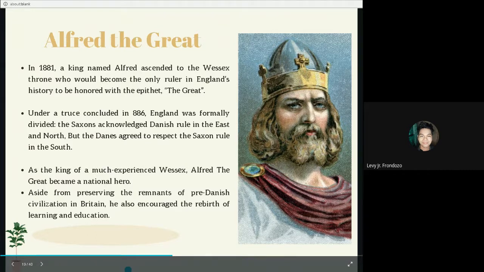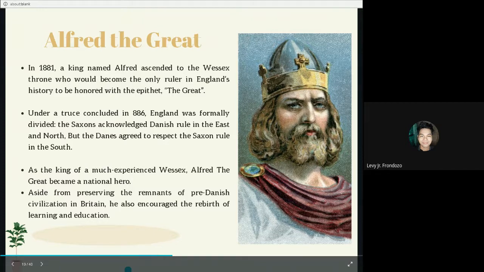His name was Alfred and he earned the title partly by resisting further Danish encroachment. Under a truce concluded in 886, England was formally divided. The Saxons acknowledged Danish rule in the east and north, but the Danes agreed to respect Saxon rule in the south.